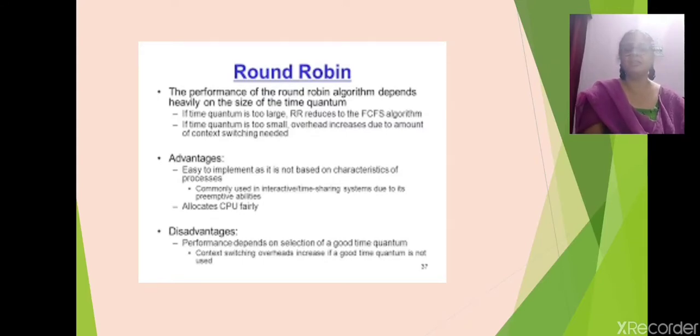Now what is the disadvantage? Performance depends on the selection of a good time quantum. So a good time quantum needs to be selected so that the performance remains good. Context switching increases if a good time quantum is not used. Context switches increase if the time quantum is not selected properly.